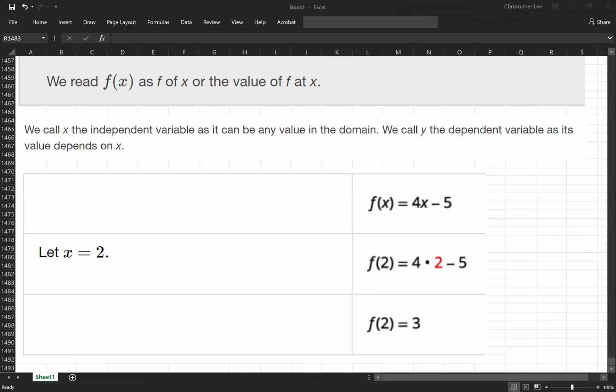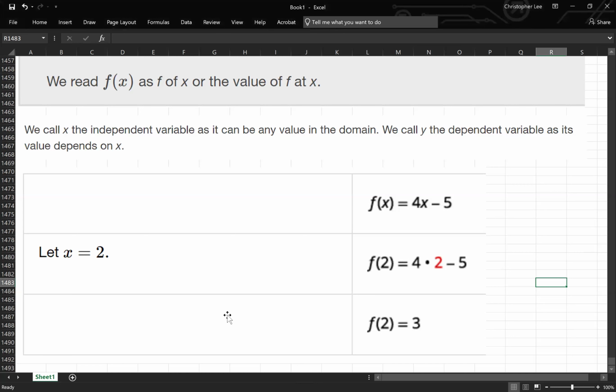So that being said, this is what's going to happen. I'm going to give you a function, whatever that function is. I'm going to give you some values that I want you to plug into that function, and you're going to tell me back the answer. That's it.